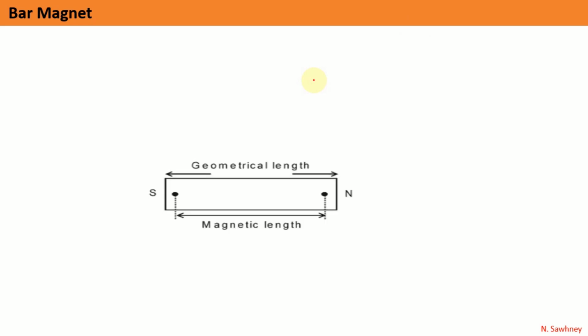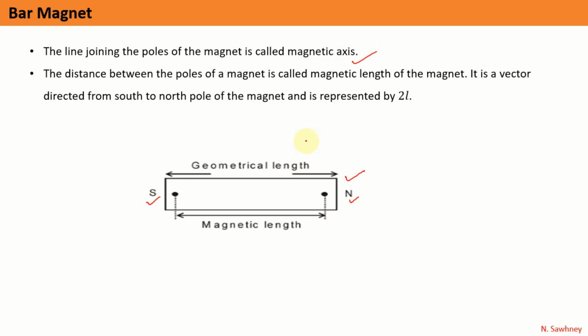This is a bar magnet having two poles, north pole and south pole, and the line joining the poles of the magnet is called its magnetic axis, and the distance between the poles of the magnet is called its magnetic length as shown here.